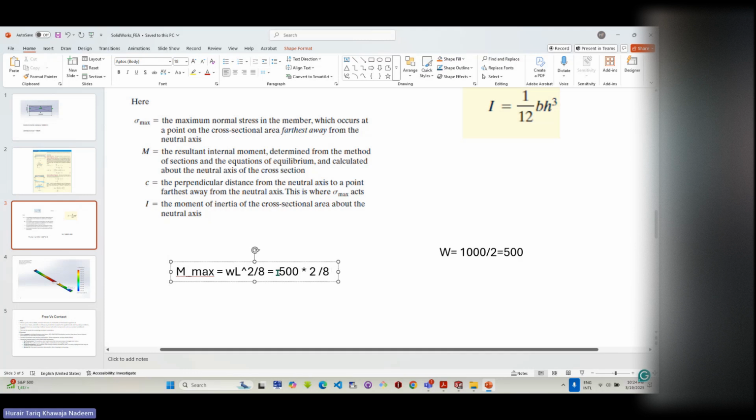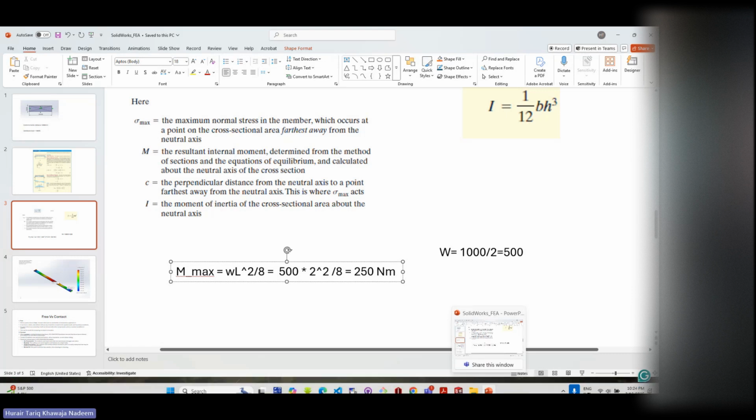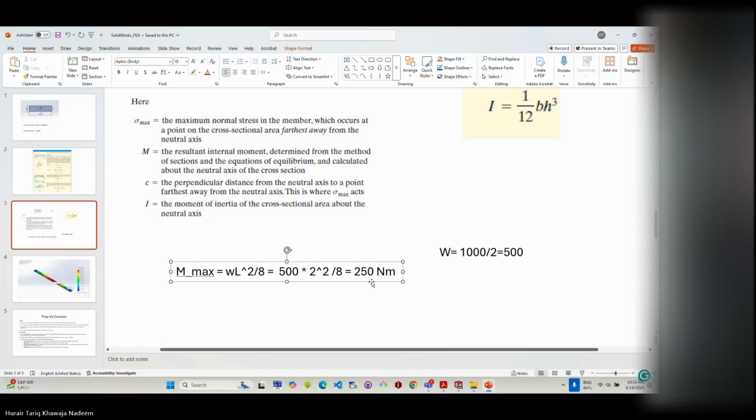So this is going to be how much? Now this is not going to be 2. This is 2 square. So this is going to be 4 divided by 8, which is 250 Newton meter. This is the maximum bending moment. Yeah, any question, any issue?